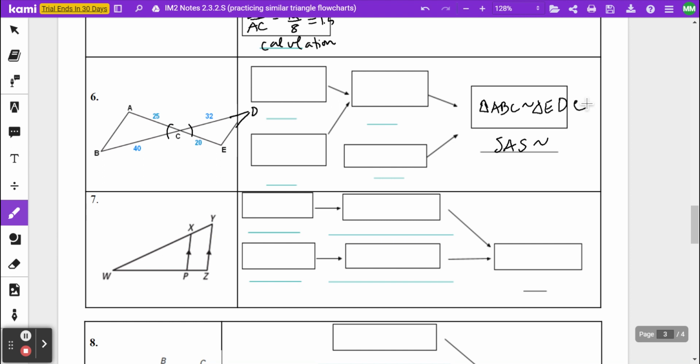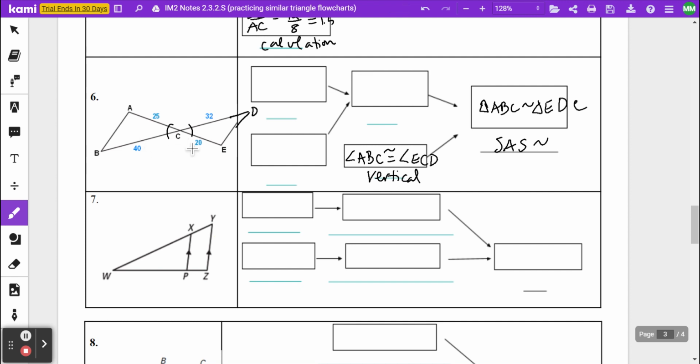All right, so since we're doing side angle side, I have to have my angle and my side statement. So for the angle, I'll do angle ABC is congruent to angle ECD, and that's because they are vertical to one another, and vertical angles are congruent.